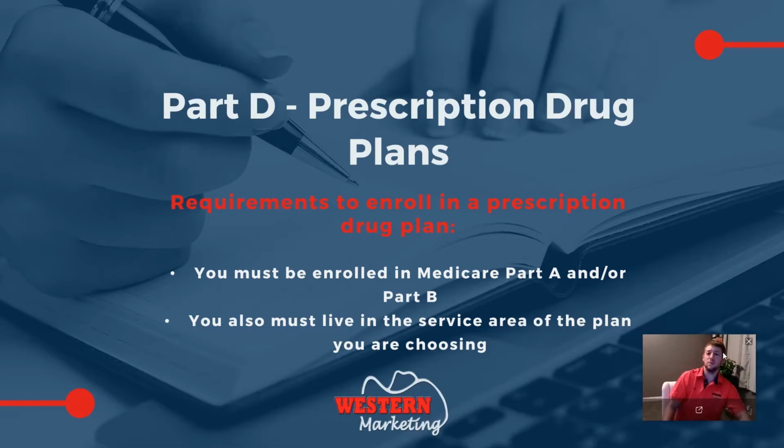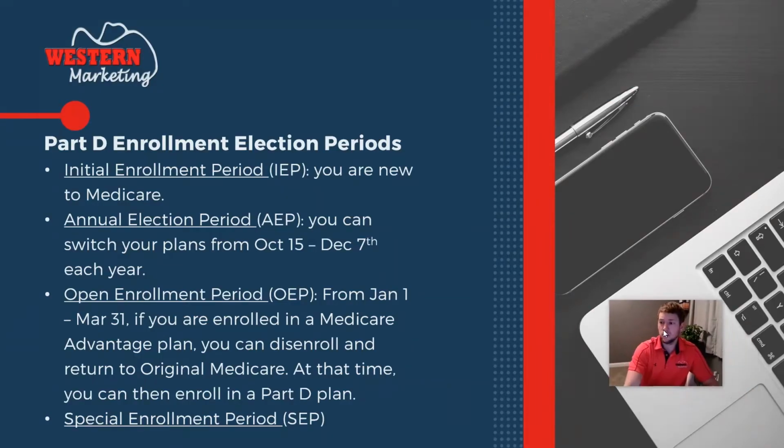Your client must be enrolled in Medicare Part A and/or Part B to get enrolled in one of these plans. You also must live in the service area of the plan you are choosing. These plans do go by counties, so you have to make sure that the plan your client would like to enroll in is available in the county that they are living in at that time. So that's how that works.